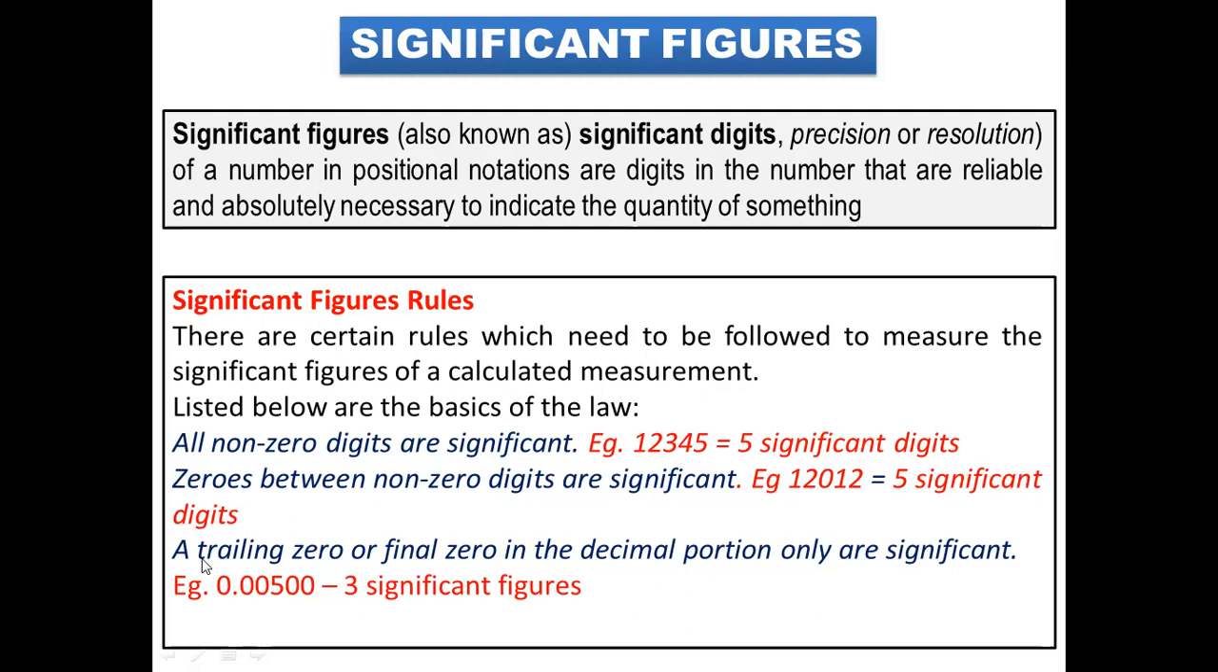Now the third rule is that trailing zeros or final zeros in the decimal portion only are significant. So trailing zeros or final zeros in the decimal portion. So if there is no decimal point, then the trailing zeros, for example in 20, are not significant.